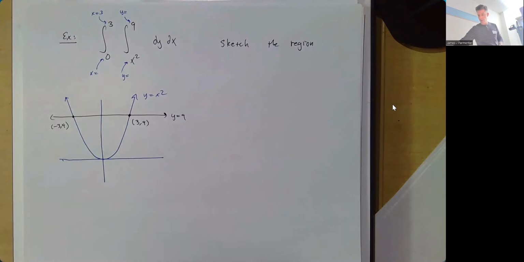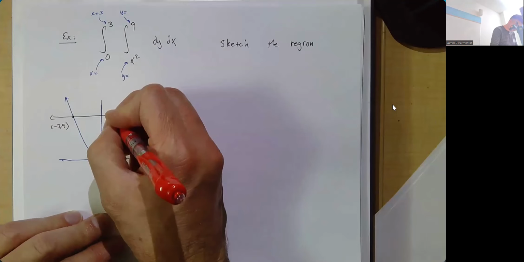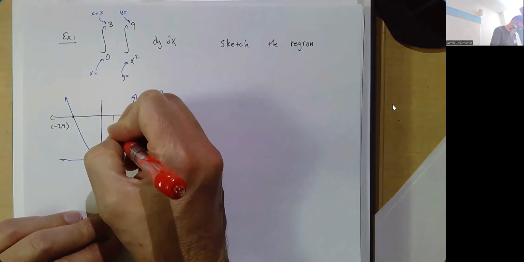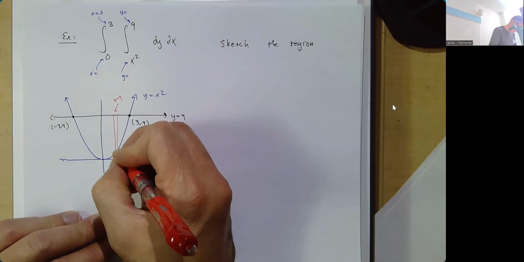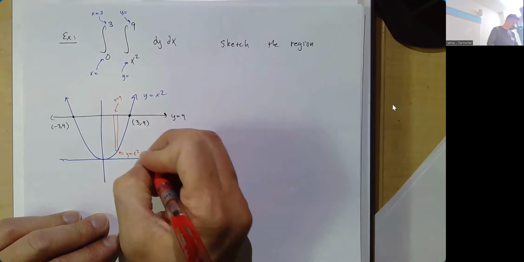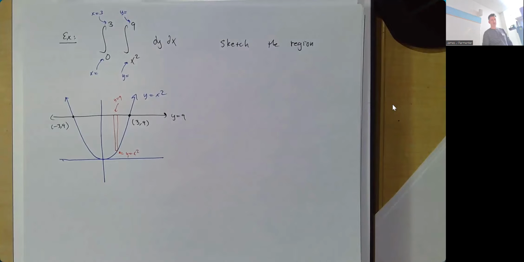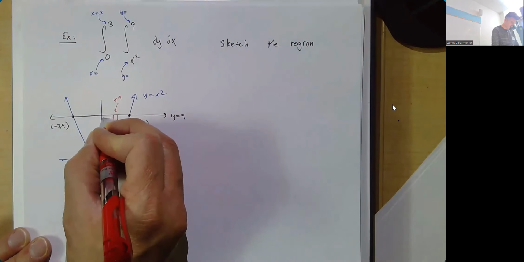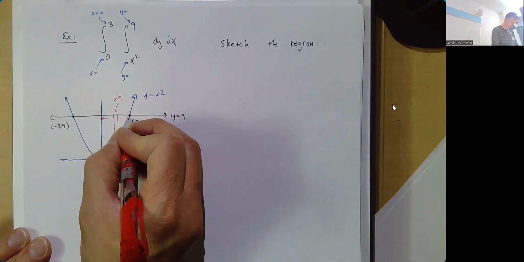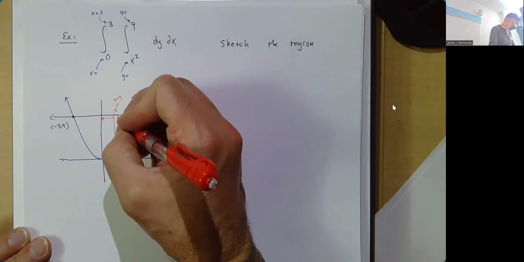But actually, we can even do ourselves one better. We can draw the vertical strip. And we know it's a vertical strip because we're going from y equals something to y equals something. Y equals 9, y equals x squared. And then our vertical strip goes as far left as x equals 0 and as far right as x equals 3. So this is our region.